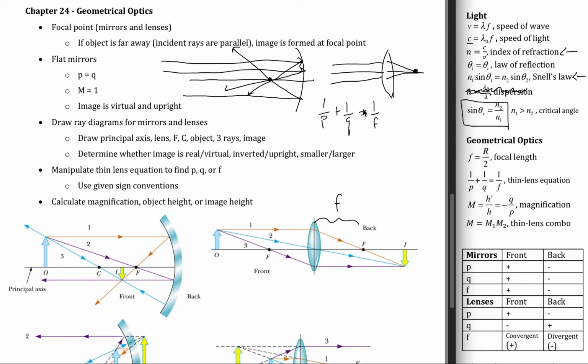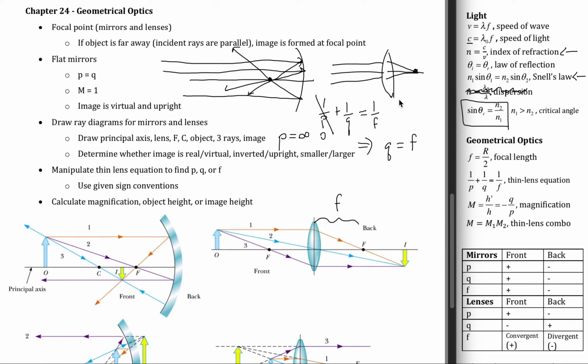So you can see from this equation that if your object is very far away, then it's as though P is equal to infinity, because it's much further than those other numbers. So 1 over P is going to equal 0. Then we get 1 over Q equals 1 over F. And this shows us that Q is equal to F. So the image distance equals the focal length. This tells us that the image is going to be formed at the focal point.